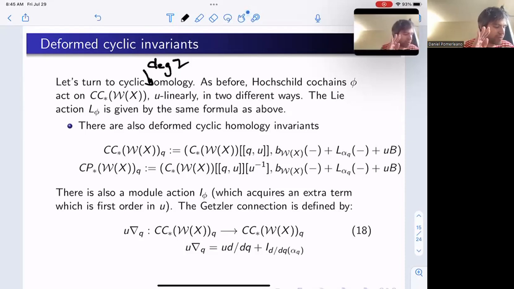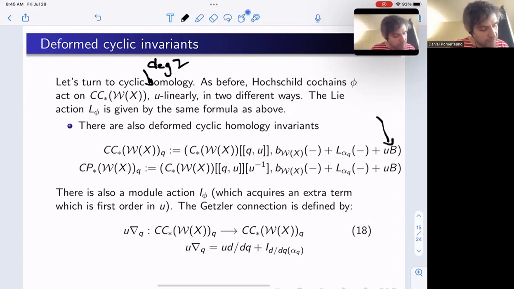And then there's the other action, which is the DGA action. To order 0 in u, it's the original thing, the cap product, but then it has an additional correction term which is first order in u, to make it commute with B and the cyclic differential. So you get deformed cyclic invariance. B here is the Connes operator. I should at least clarify my notation.